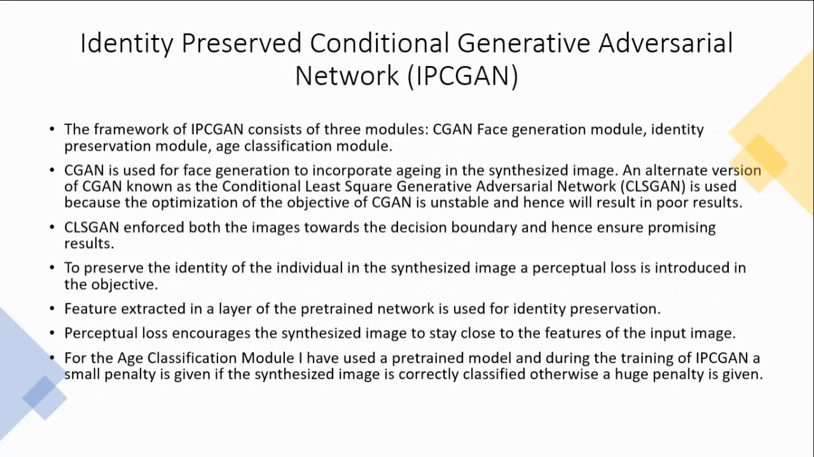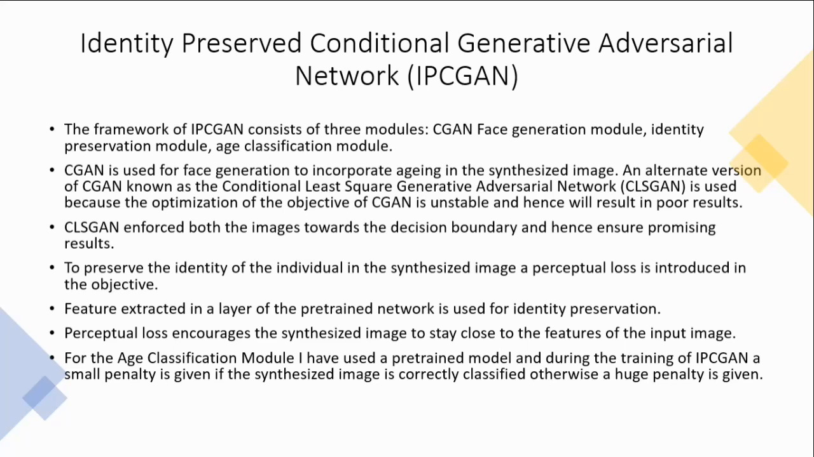Now, let us understand the framework for the identity preserved conditional generative adversarial network. The framework of an IPC GAN consists of three modules: a conditional GAN for face generation, an identity preservation module, and an age classification module. A conditional GAN is used for face generation to incorporate aging in the synthesized image. An alternate version of a CGAN known as the conditional least square generative adversarial network is used because the optimization of the objective of CGAN is unstable and hence will result in poor results.